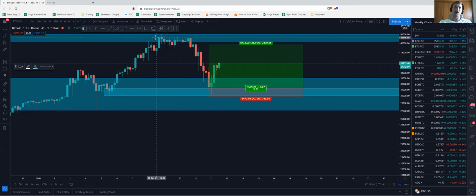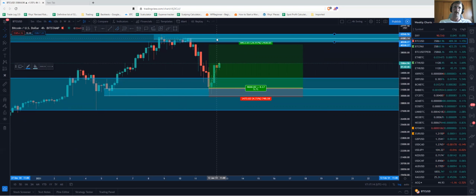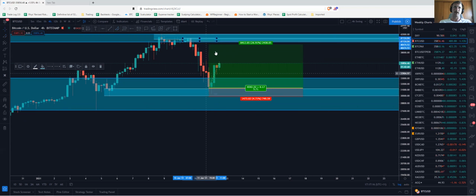Now there's also a 4-hour zone. I would initially draw it in here because you can see the market came up, we consolidated, and it couldn't break through this zone, and then it fell out. So you can often end up with multiple zones because this is where the market actually really started to fall.